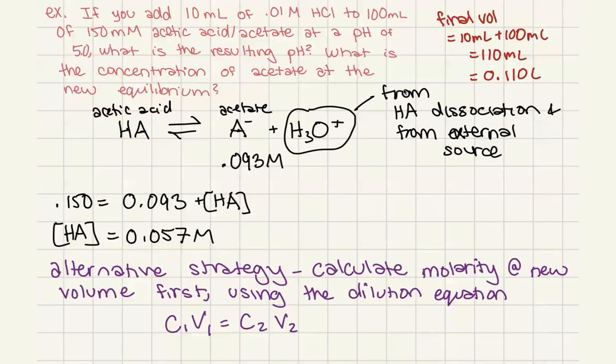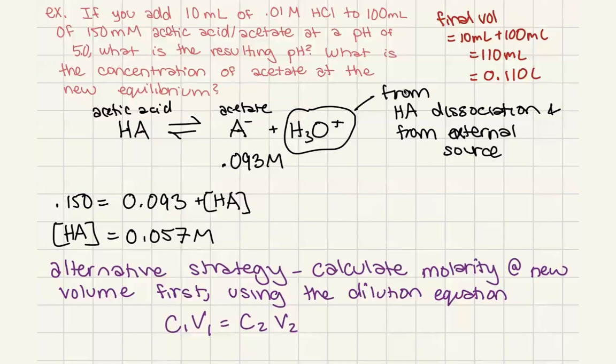So an alternative strategy would be, instead of calculating the molarity at the end, we can actually calculate the molarity that would be present at the new volume first, using the dilution equation C1V1 equals C2V2. So basically here, instead of setting up the ICE chart in moles and then converting it, we're going to use C1V1 equals C2V2 to figure out what the concentrations would be at the final volume.